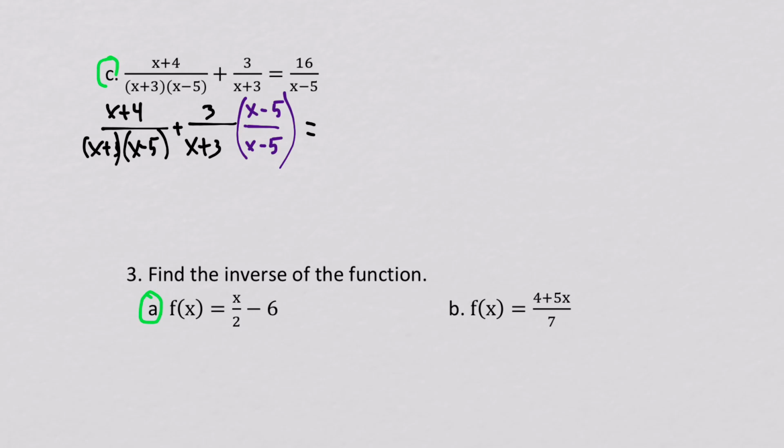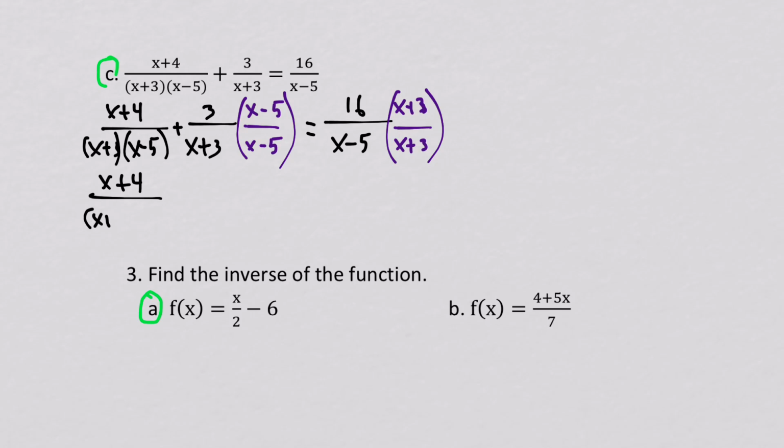The one on the right, 16 over x minus 5, we're going to do the same thing to it. We're going to multiply it times x plus 3 over x plus 3, right? The missing factor from that denominator is x plus 3. There you go, multiply those out. So the first one is basically still the same: x plus 4 over x plus 3, x minus 5.